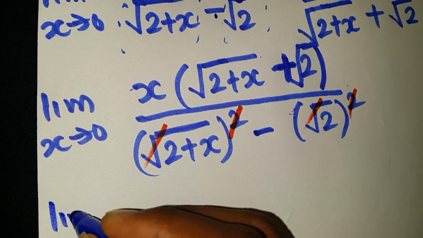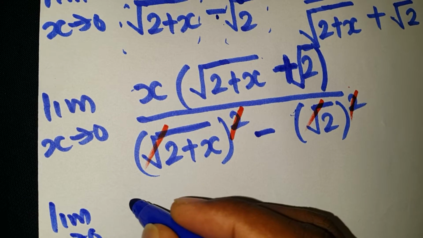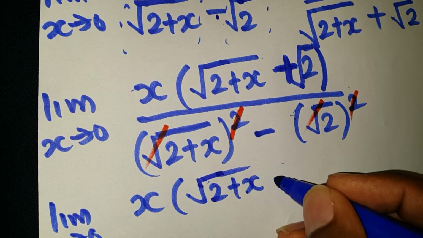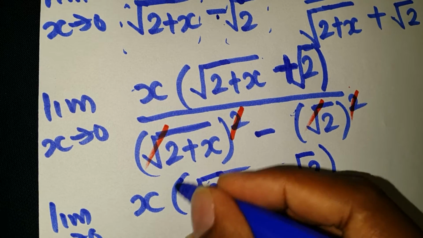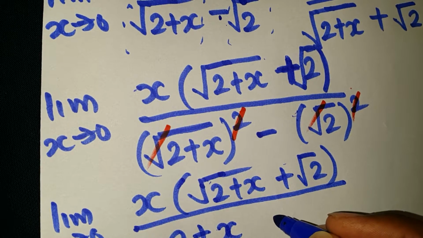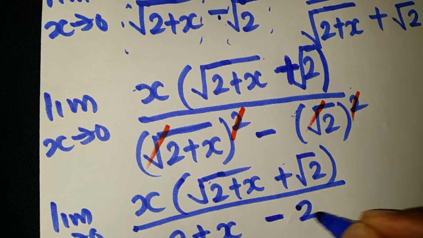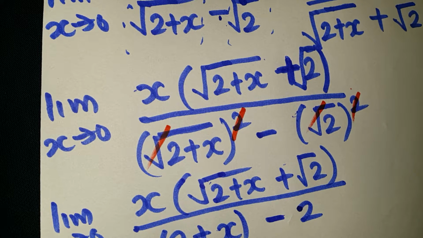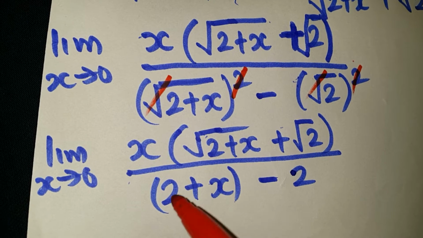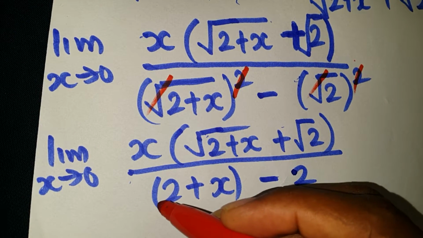So we now have limit x tends to 0, x times root 2 plus x plus root 2, divided by 2 plus x minus 2. So this is what we have so far. Now we cancel once again. We have positive 2, we have negative 2, so this one will cancel with this.